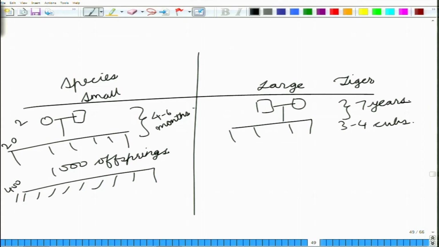Now, in this period of 7 years, the smaller population of mouse would have had a number of generations. So, let us consider that this had 6 months of generational time. In that case, when the tiger has one generation, the mouse would be having as much as 14 generations, and at the same time the number of offsprings that are being produced is also large.